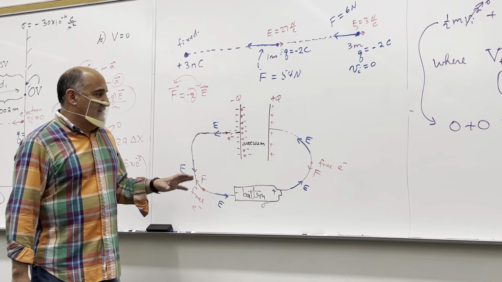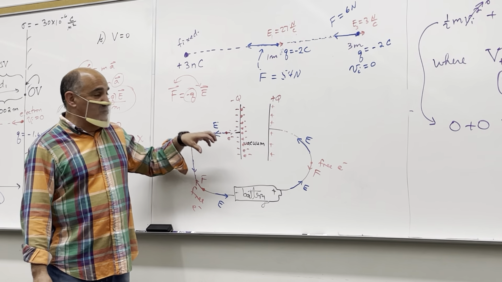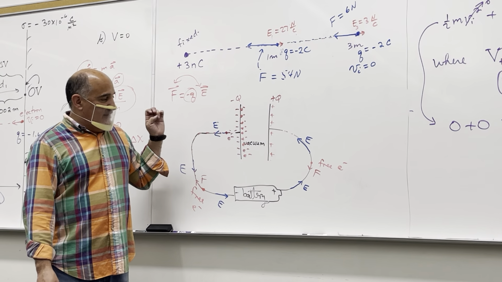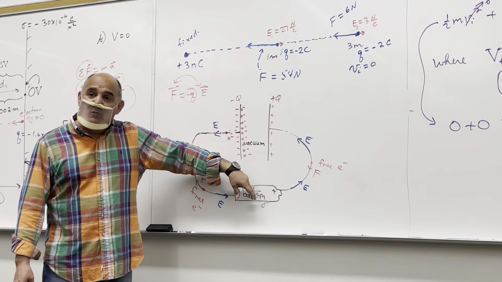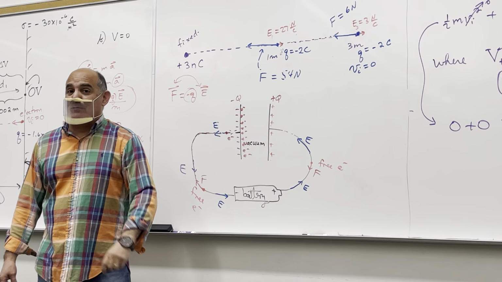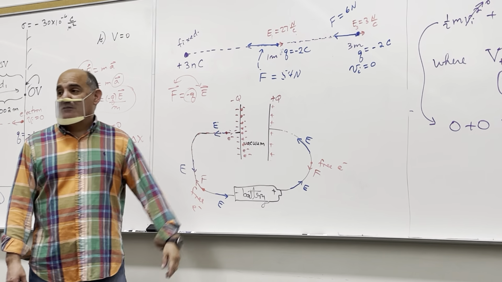So, anyway, in chapter 24, we're going to now consider electric circuits, and this conducting wire, though, is not going to be in electrostatic equilibrium anymore. There's going to be a potential difference.